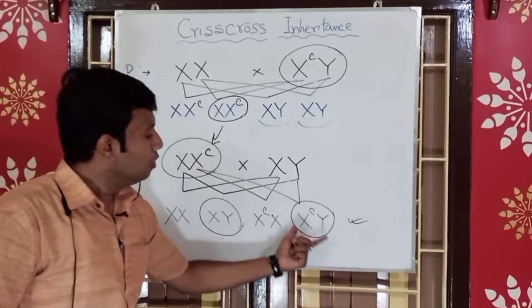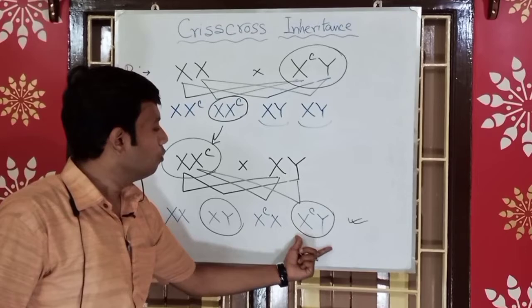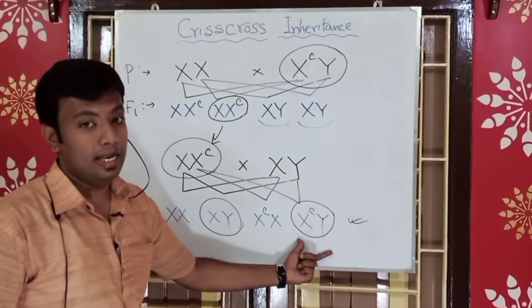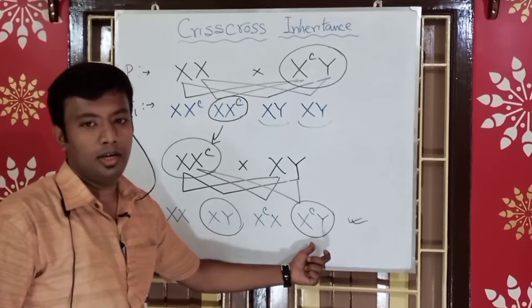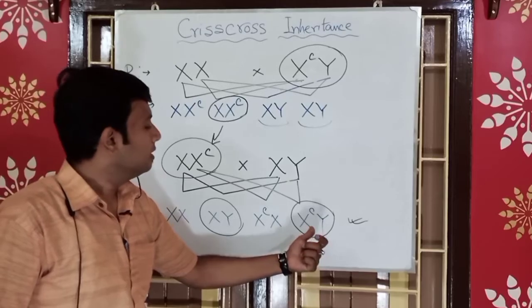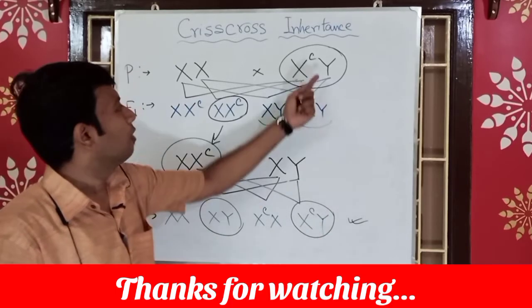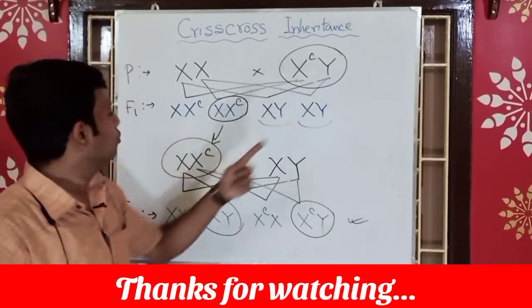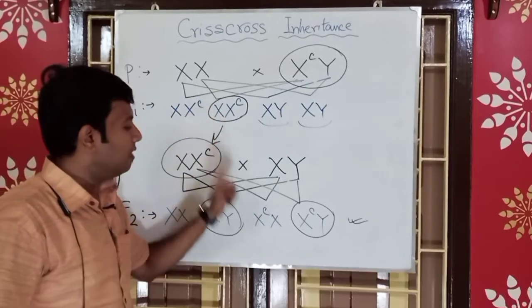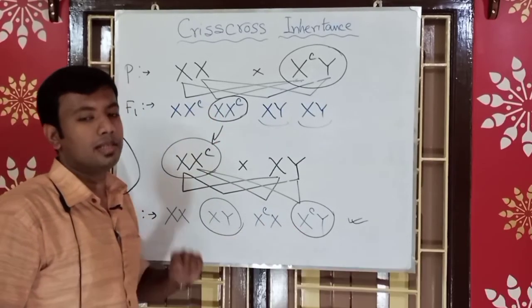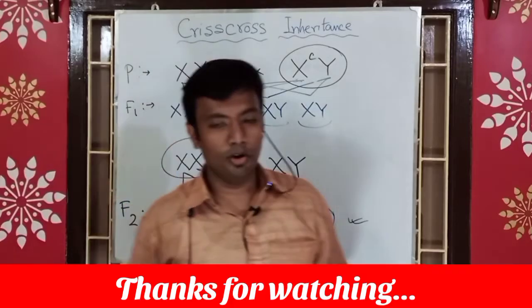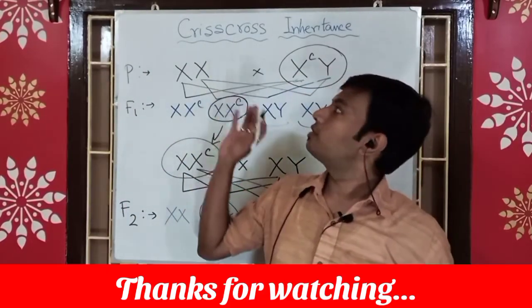So here, look and emphasize the mode of transmission of the colorblind allele into this particular grandson. Here, the allele is transmitted from the grandfather through his daughter and finally into the grandson. So this is the mode of transmission of crisscross inheritance.